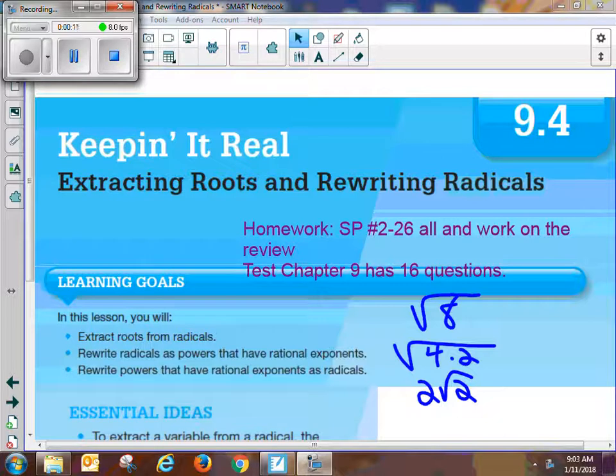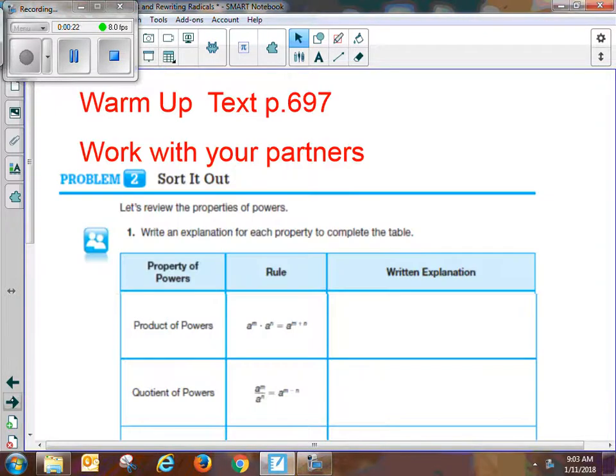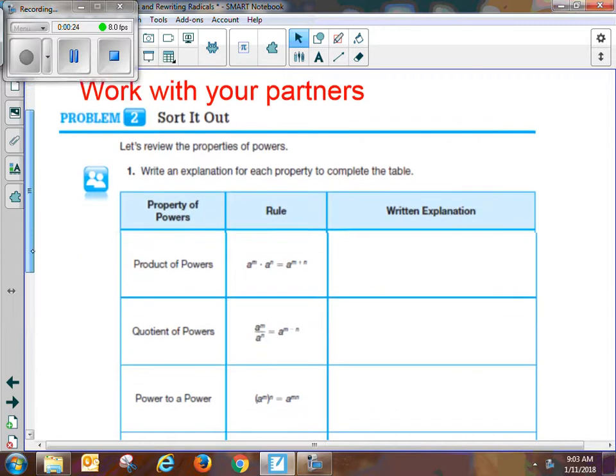We're going to be working with extracting roots from the radicals. Example over there with your square root of 8. We're going to take our radicals and rewrite them with fraction powers, and our fraction powers and rewrite them with radicals. So here we go.